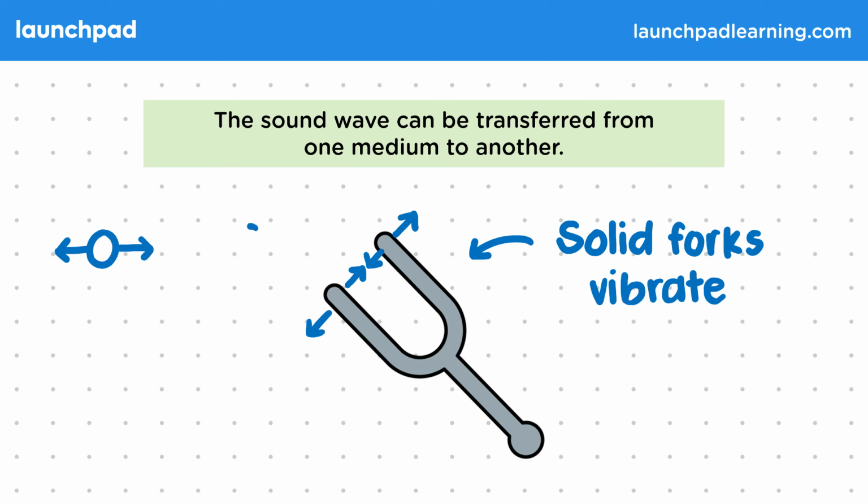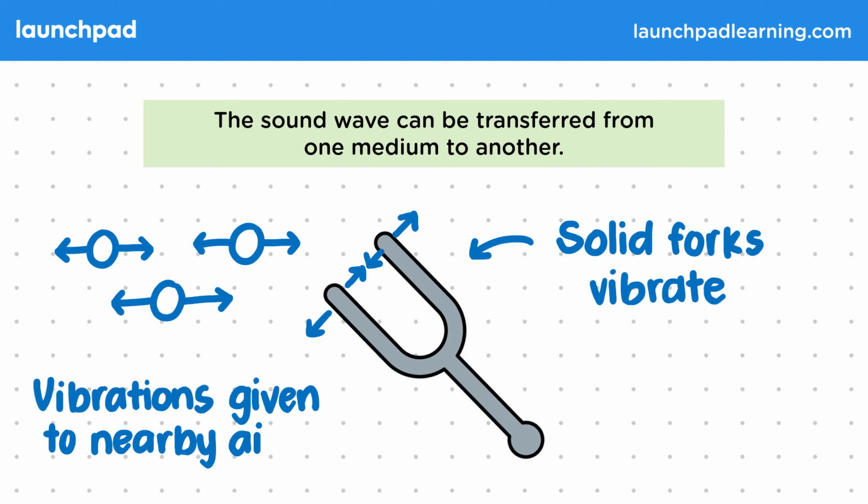As the forks vibrate, they disturb the air around them. The vibrations from the fork are given to the air nearby. This means the sound wave has been transferred from the solid fork to the gaseous air. The air can then transport the waves to our ears so we can hear the sound of the fork. Let's quickly look at some more examples of this.